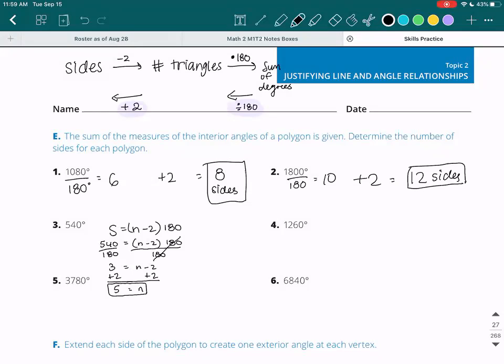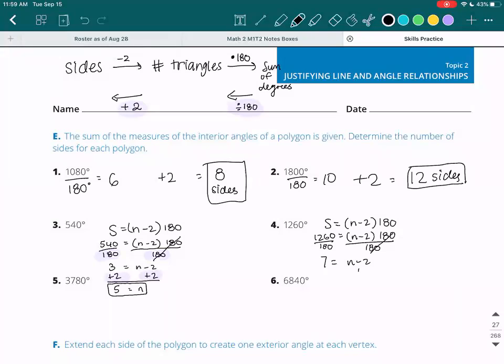Either way, it's the same thing. Because if you look at the steps we did, we first divided by 180, right? And then we added 2. It's literally the same thing. Let's do one more with the formula and then skip 5 and 6. So S is equal to n minus 2 times 180. Okay, 1260 is equal to n minus 2 times 180. First step is divide by 180. What's 1260 divided by 180? 7. 7 is equal to n minus 2 because those cancel out.